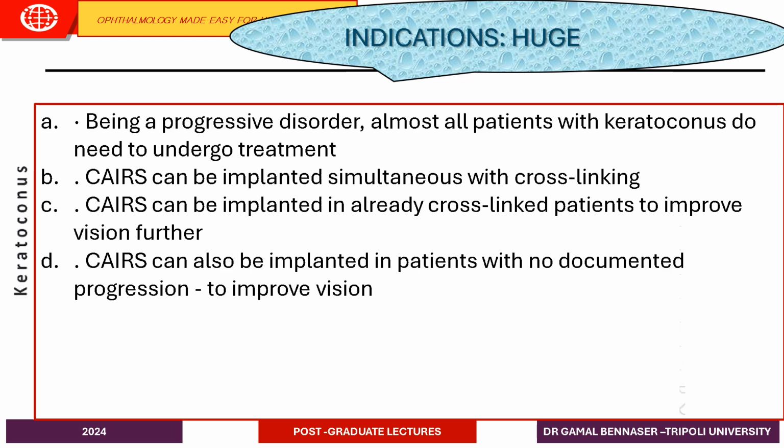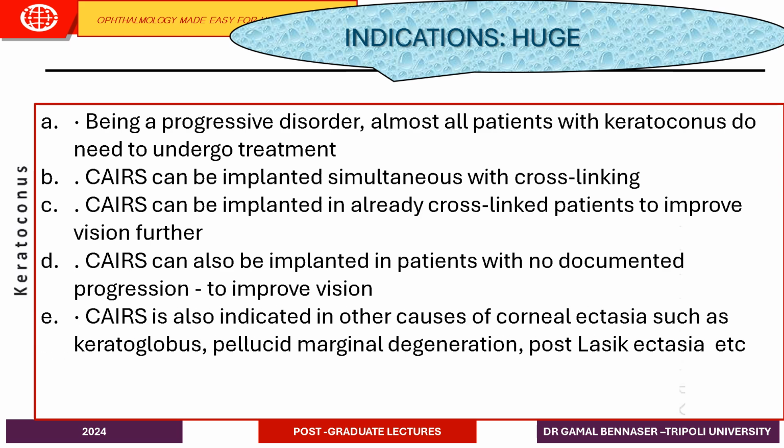So the use of CAIRS can extend the applications of cross-linking, and it can be implanted in patients with no documented progression to improve vision because of the flattening effect. So even if there is no progression in the keratoconus, it can be used to improve vision because it improves the contour and the surface of the cornea.